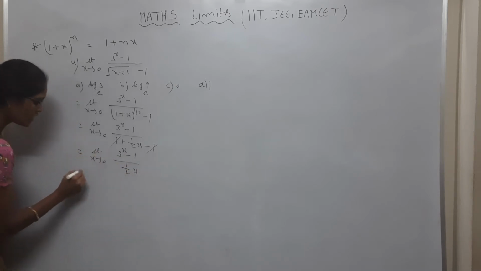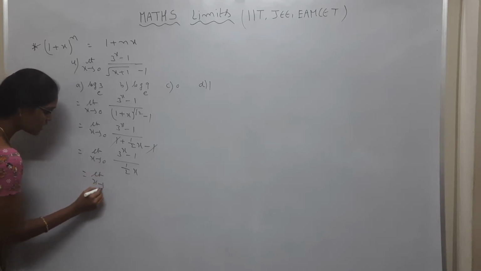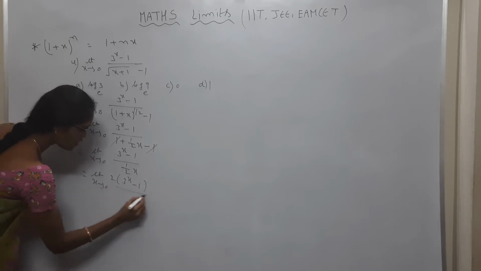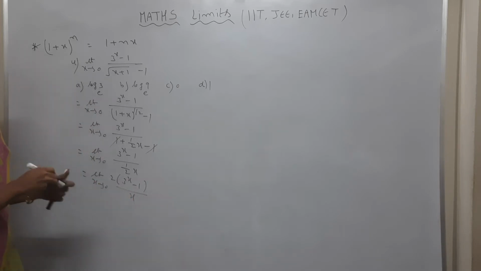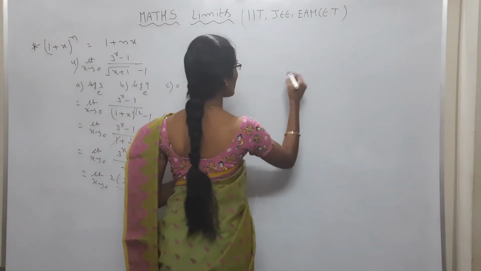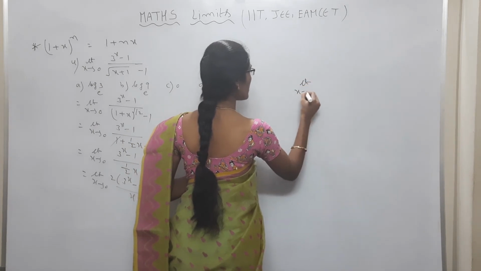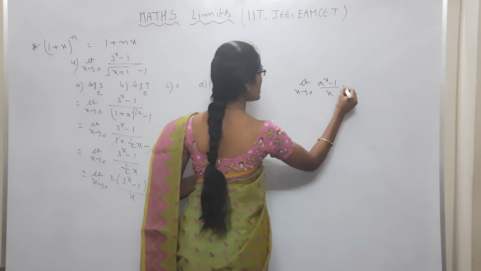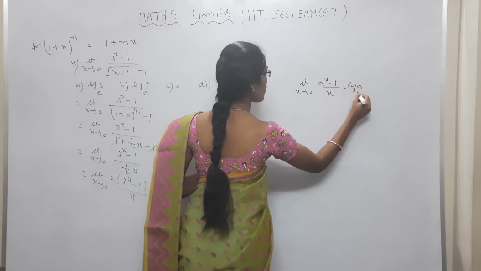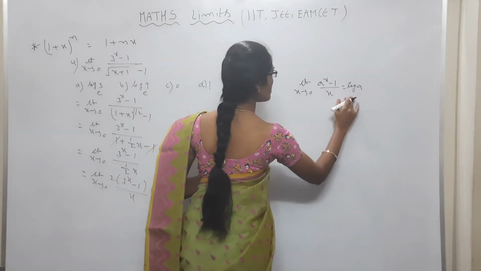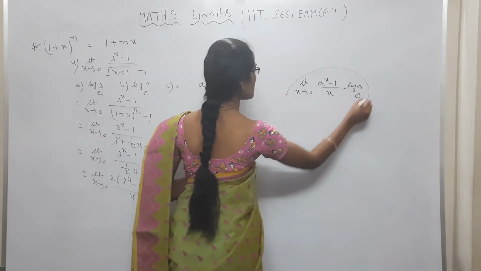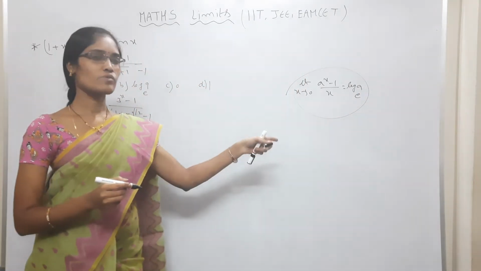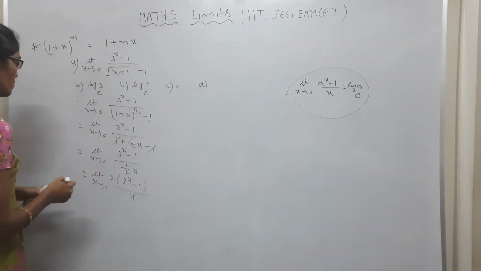This 2 send in numerator. Limit x tends to 0, 2 into (3^x minus 1) by x. Here one of the formulas is there. So the formula is limit x tends to 0, (a^x minus 1) by x is equal to log a base e. This is the formula.